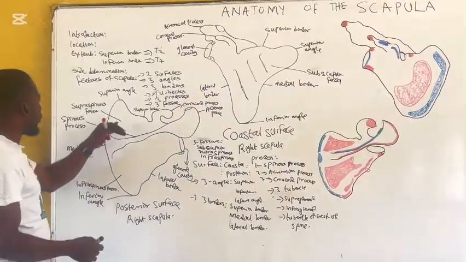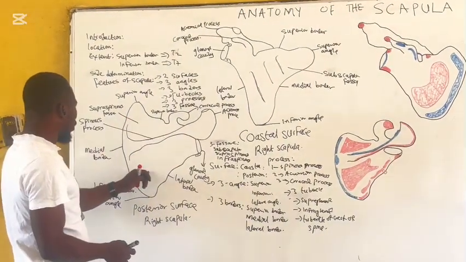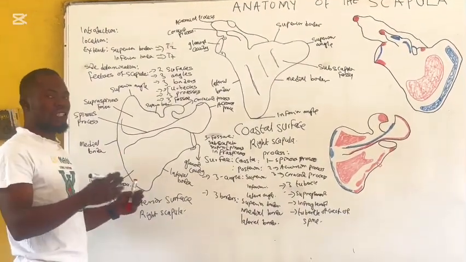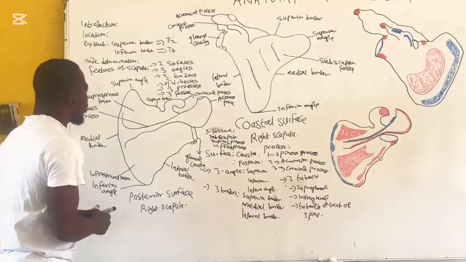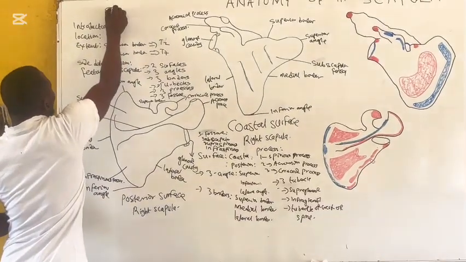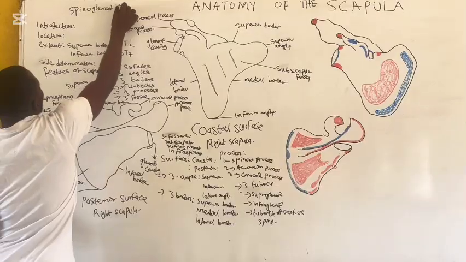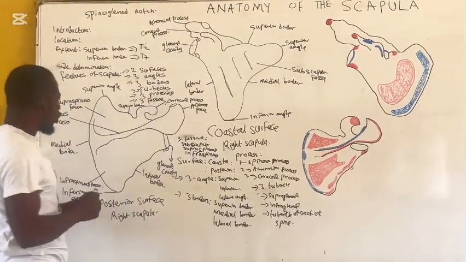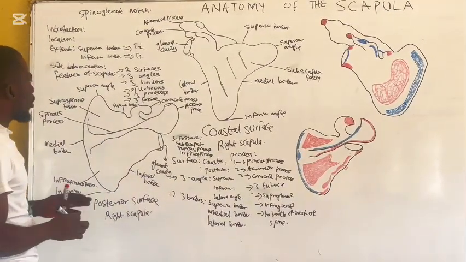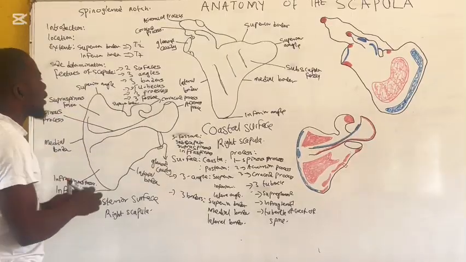Infraspinous fossa. The supraspinous fossa and the infraspinous fossa communicate with each other through the spinoglenoid notch. Spinoglenoid notch. So this is about the features of the scapula.